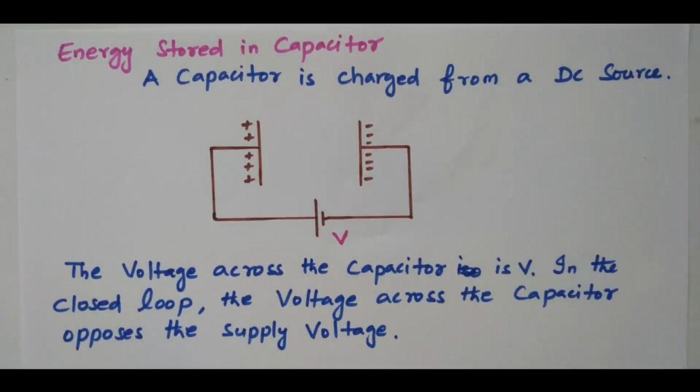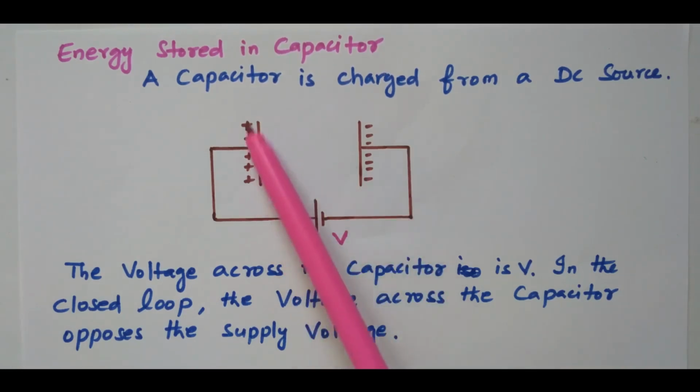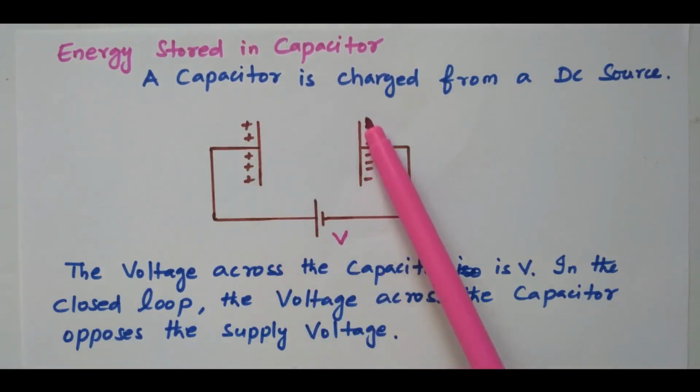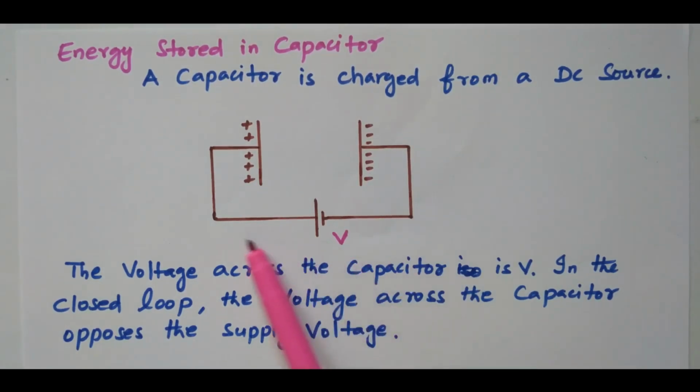Welcome viewers, in this video we'll see the energy stored in a capacitor, the energy density of the capacitor, and a problem. First we will see energy stored in a capacitor. The parallel plate capacitor is shown in the diagram. On one plate positive charge is available, on the other plate negative charge is available. The voltage is applied between the two plates, right?